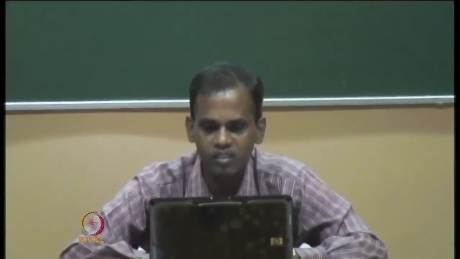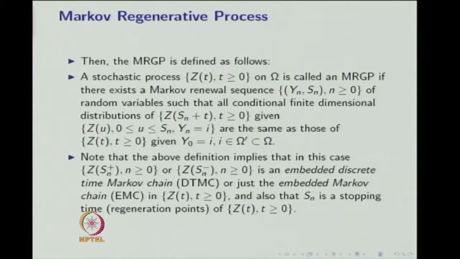Note that the above definition implies that Z(Sn+) or Z(Sn-) is an embedded discrete time Markov chain, or just an embedded Markov chain in Z(t). Also, Sn is the stopping time or regeneration point. Stopping time is nothing but the Markov property being satisfied at those time points for the given stochastic process. So, in this example, Z(Sn-), just before the arrival occurs, will be an embedded discrete time Markov chain in this example.